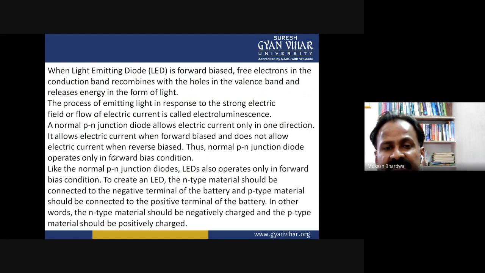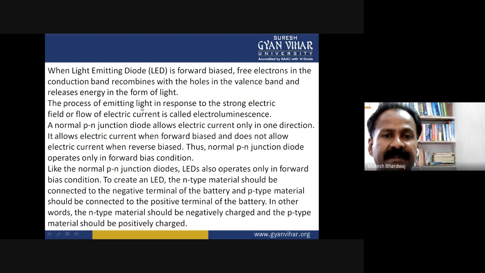A normal PN junction diode allows electric current only in one direction. It allows electric current when forward biased and does not allow electric current when reverse biased. The normal PN junction diode operates only in forward bias condition. Like the normal PN junction diode, LEDs also operate only in forward bias condition.